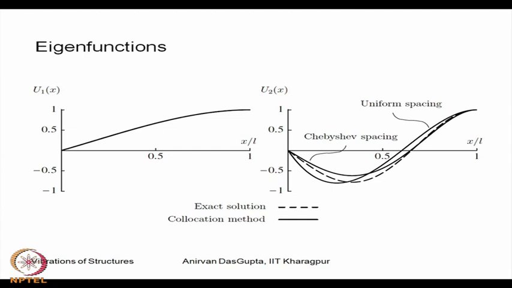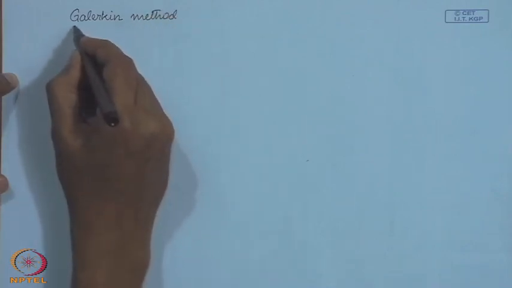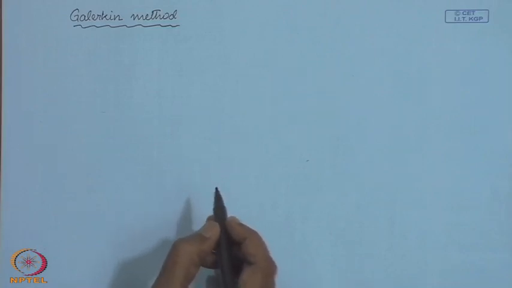So, we have looked at one choice of the projection functions h of x. Now, we will look at another choice, which gives us what is known as the Galerkin method, which is another powerful method which uses the projection technique.